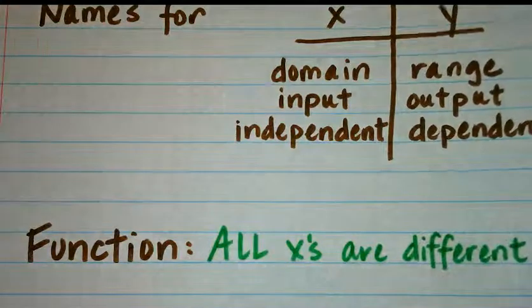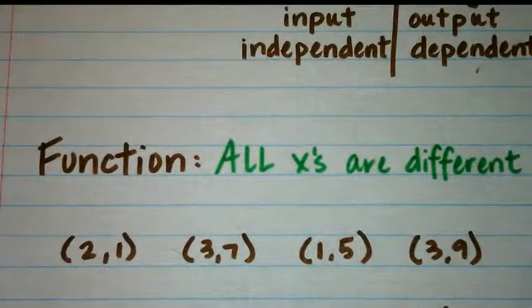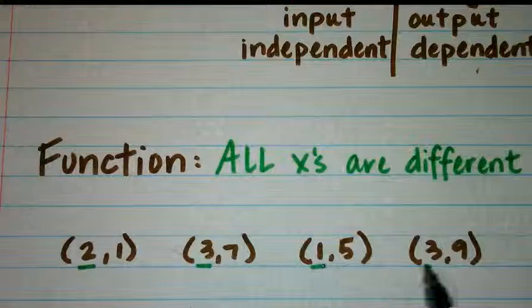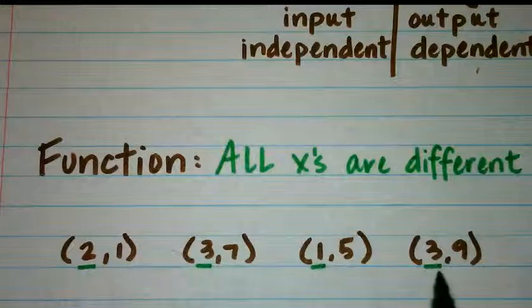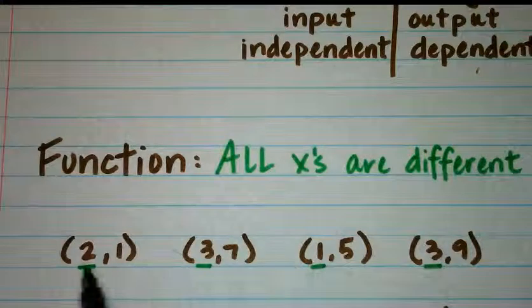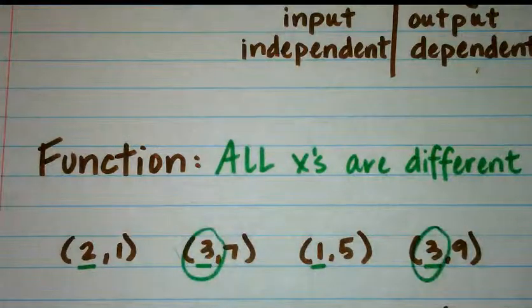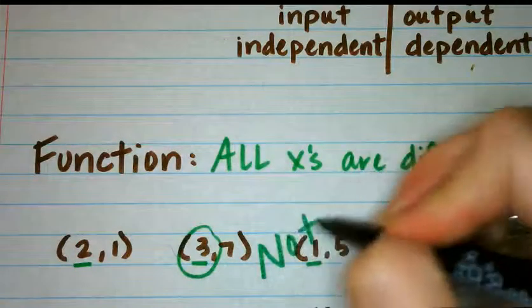So if you're looking at ordered pairs, and I have some ordered pairs right here, what you want to do is check the X's. You want to make sure that all of the X's are different. Those are the numbers in the domain, and all the X's need to be different. So if you can see here, we have a duplicate. 3 is used in the X position twice. So this one is not a function.